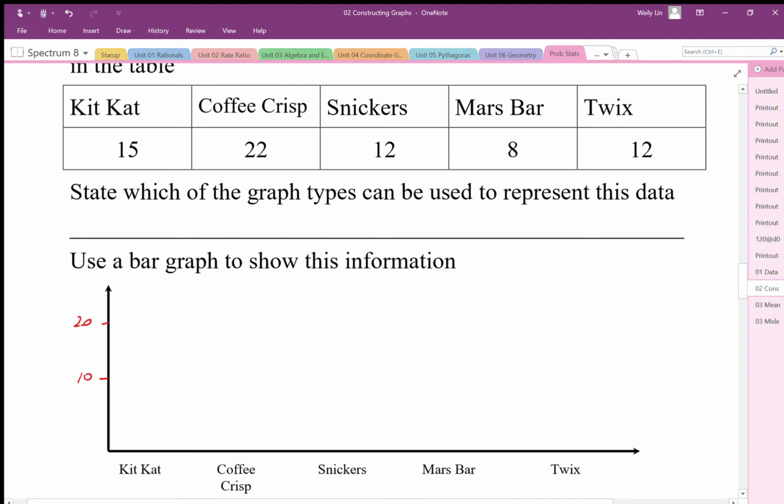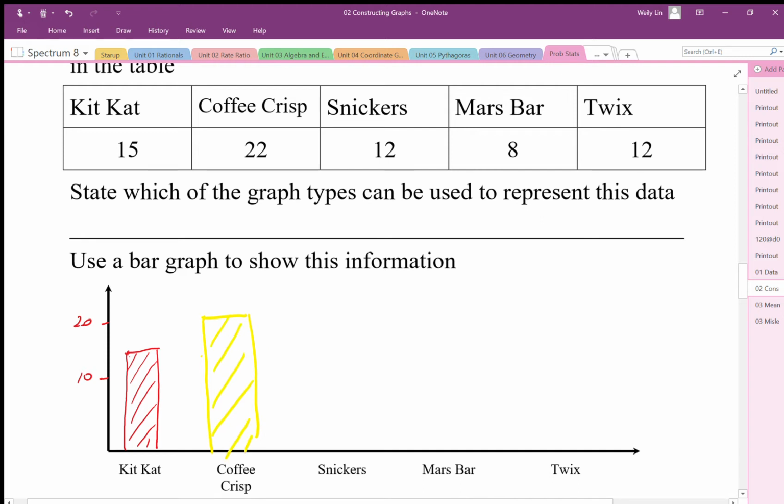Okay, and we can put in our bars for Kit Kat. So we have our Kit Kat here. And I'm going to change colors, make it look nice. Maybe I'll even shade that in. There we go, Kit Kats. Coffee Crisp, do we have like a gold color for Coffee Crisp? We'll use maybe like that. Okay, Coffee Crisp, we have 22. Actually, I'm going to do yellow because the wrappers are yellow. So I'm just going to do yellow here for Coffee Crisp.